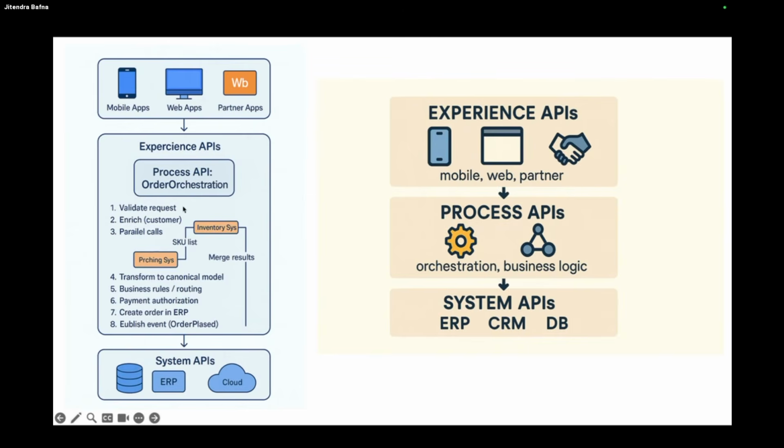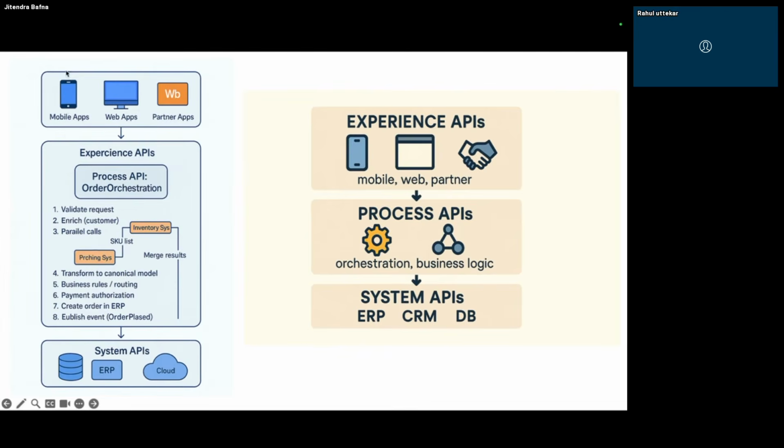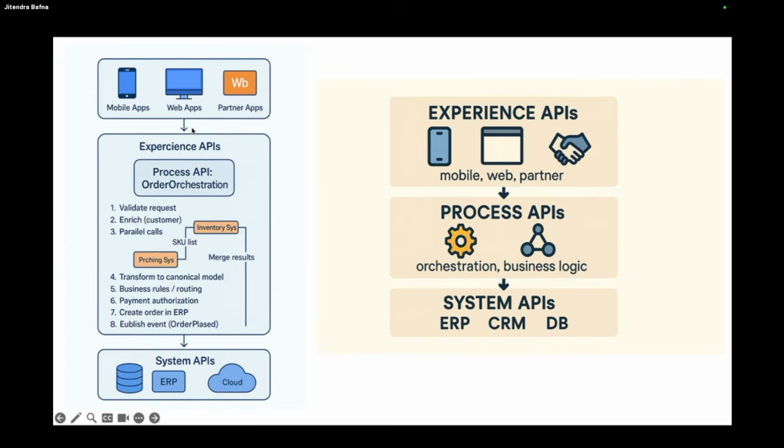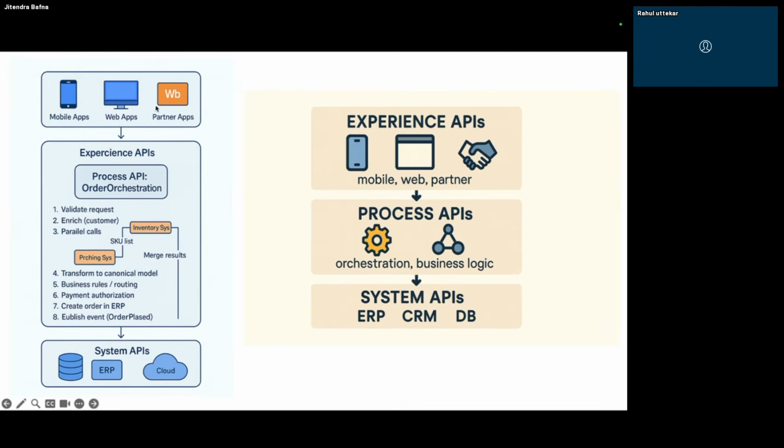So here you can see you can reuse the process API and system API, right? You get the response from the process API to the mobile application. You can filter out only 5 or 6 fields for the mobile application, and you can filter out 20-25 fields which you require for the web application. And there might be a partner app that requires something different. They just want the status of your account, right? So you just pass the status of your account basically.